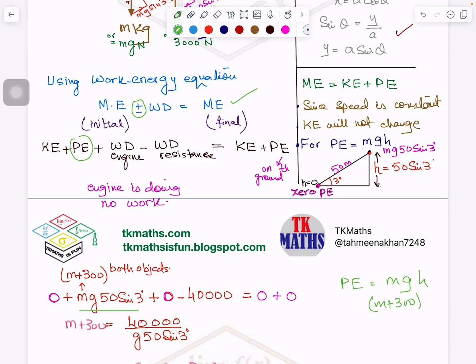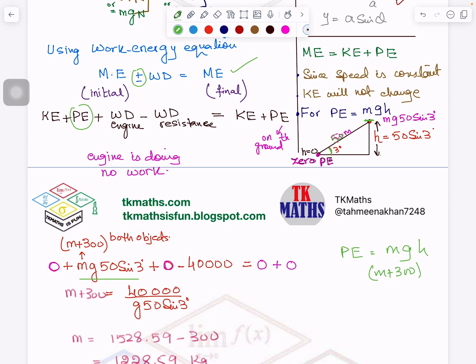So you have to take a reference point. So I have taken the bottom value where the car will reach finally as my zero height, and where it is starting from, that is my height h. So now because the distance is 50 meter, angle is 3, so it will be 50 sine 3. Agreed? It will be 50 sine 3.